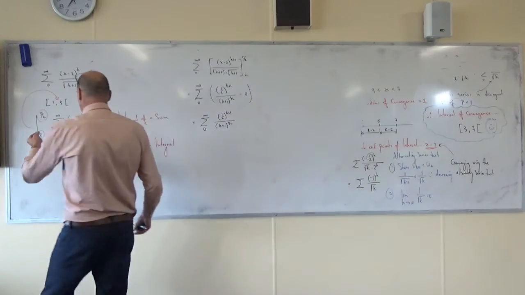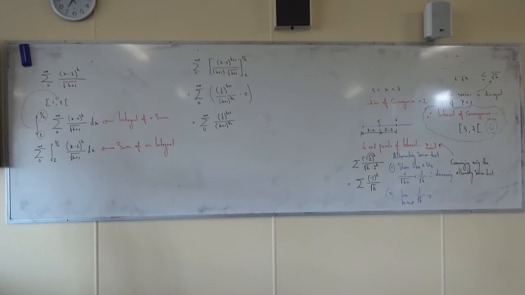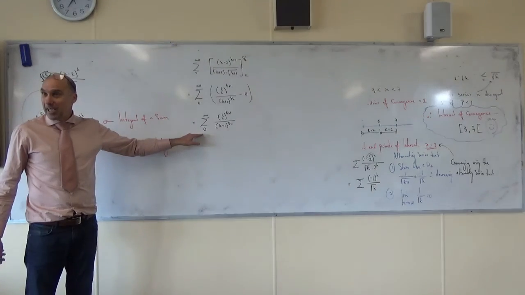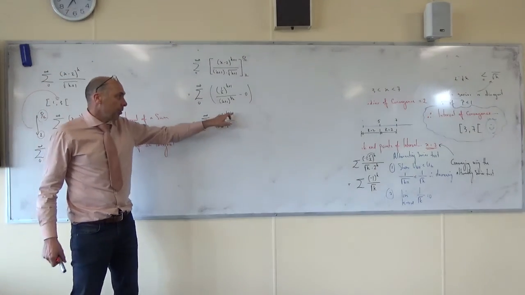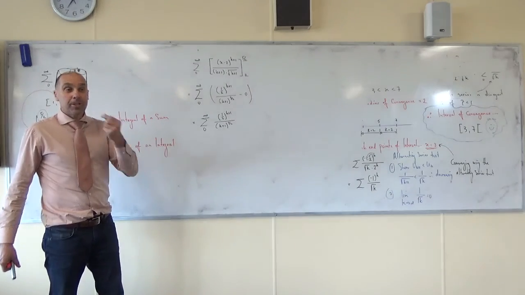If you're integrating a sum and you integrate that sum within the interval of convergence, what can you do? You can swap that over and find the sum of the integral, which could potentially be much, much easier to find. Now, in this case, this is not an easy sum to find, right? Yeah. But guess what our next job is?